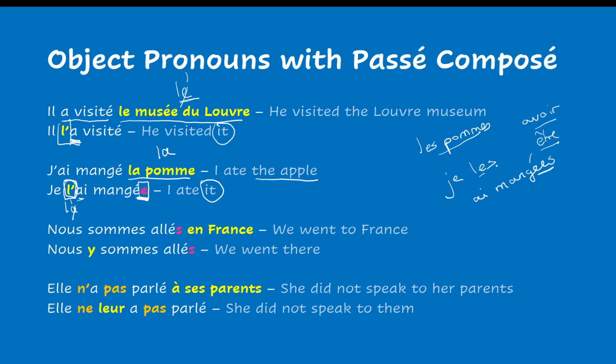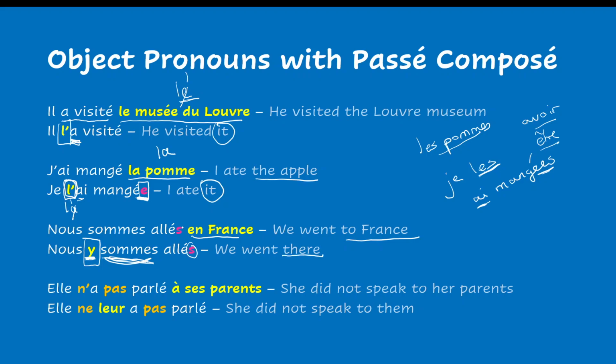Feminine plural. We would agree the past participle with the pronoun because it is in front of the avoir auxiliary. Third sentence. Nous sommes allés en France. We went to France. So we know that when we want to replace a location, a place, we're going to use y. Nous y sommes allés. So again, we put the pronoun in front of the auxiliary. It's still in front of the verb, but more precisely in front of the auxiliary. Nous y sommes allés. We went there.